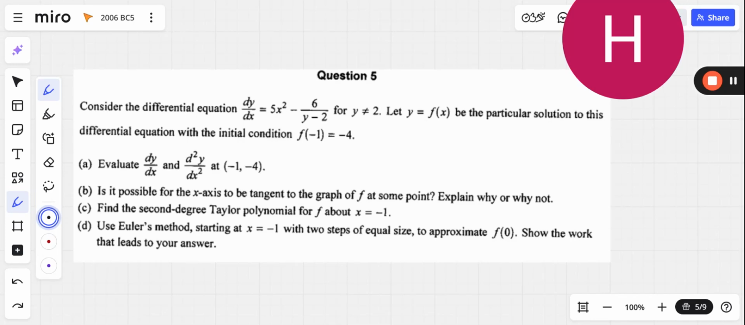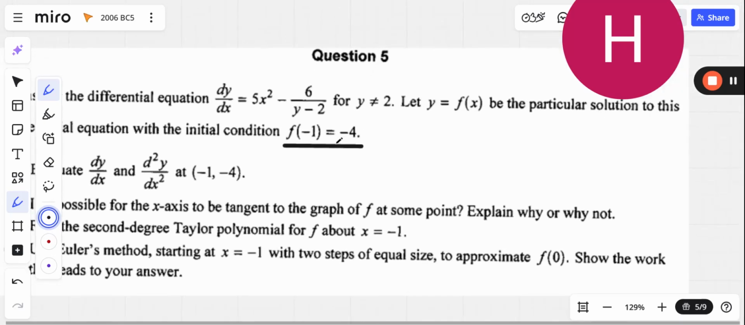Let's get started reading the problem. We need to consider this differential equation, dy/dx, and it's sort of an unpleasant dy/dx that we wouldn't want to find the original function for, not at this level of calculus anyways. It tells us that y cannot equal 2, that's important. Let y equal f of x be the particular solution to this differential equation, and we do have an initial condition that f of -1 equals -4. In other words, the point (-1, -4) is on the original function.